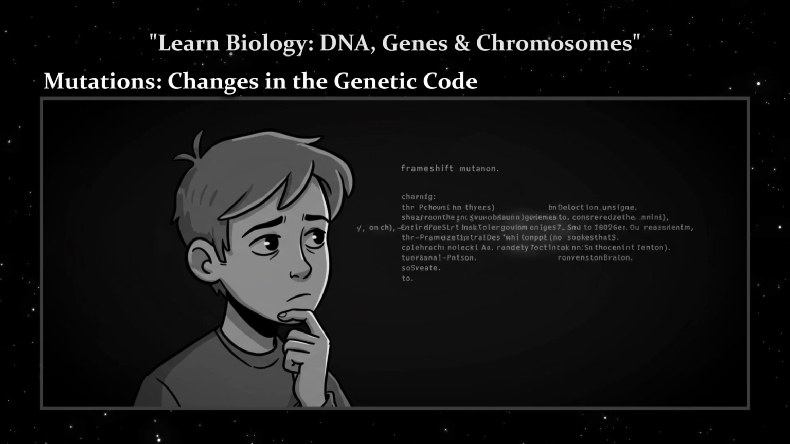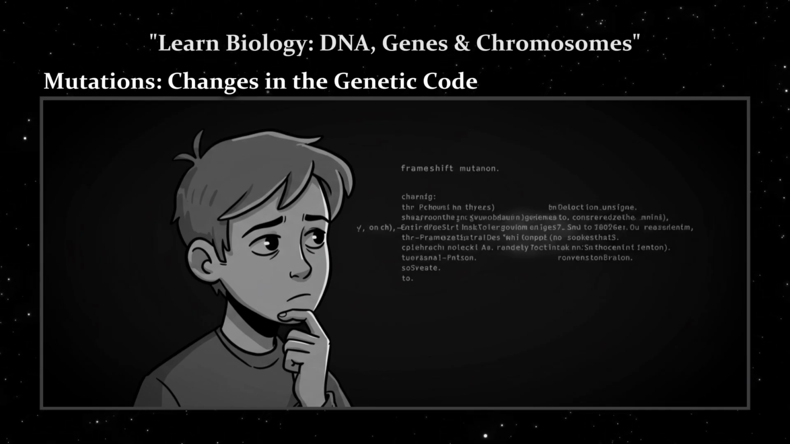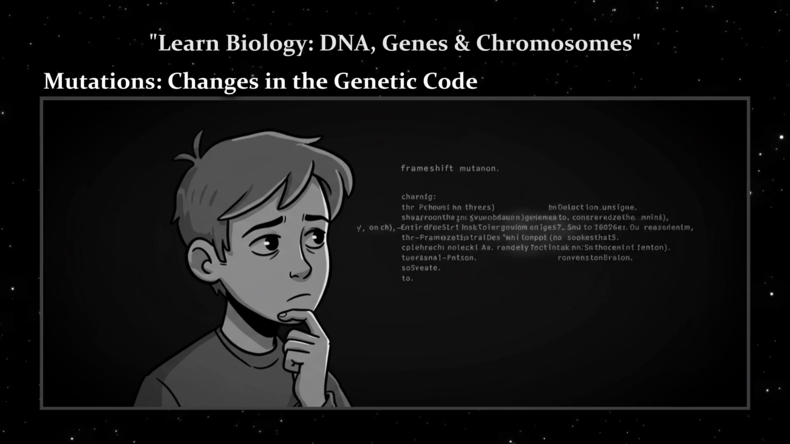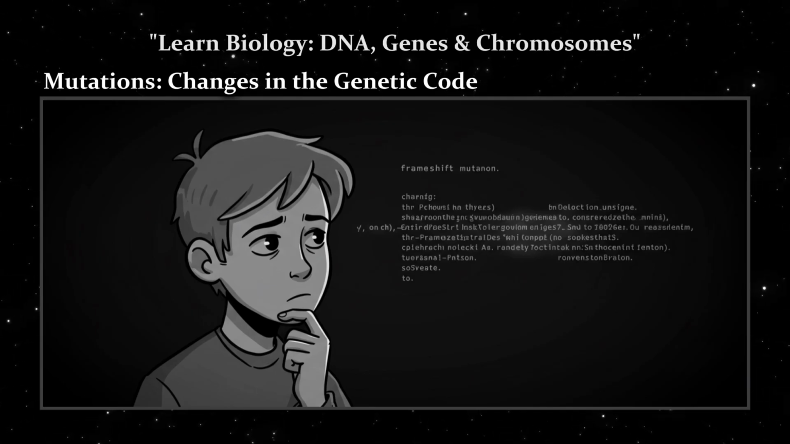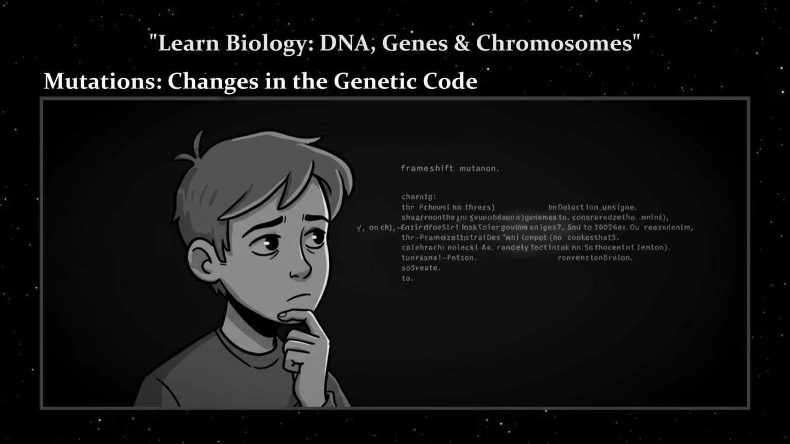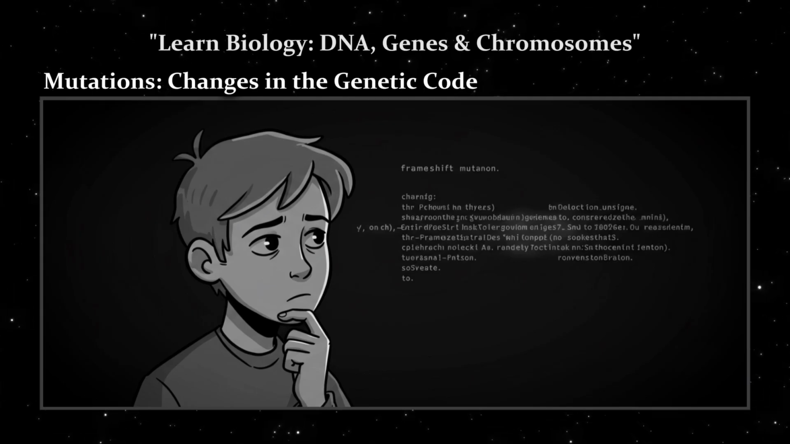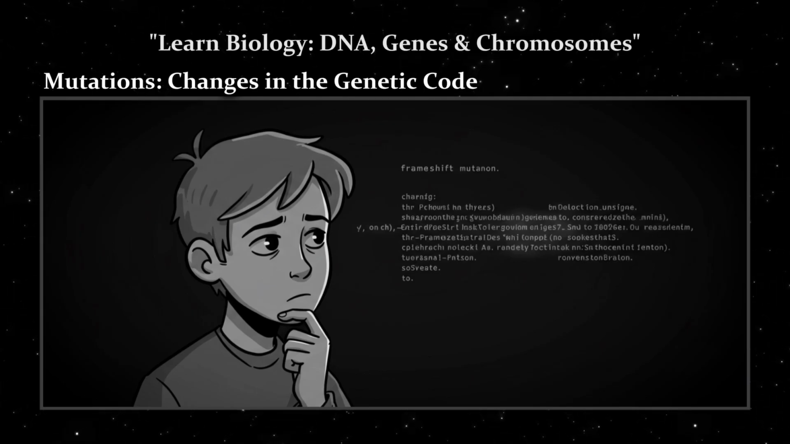These small changes fall into two primary categories. The first category is a substitution. This is the simplest typo. One base is accidentally swapped for another. For example, during replication, an A might be written where a G was supposed to be. This changes a single letter in a single codon.